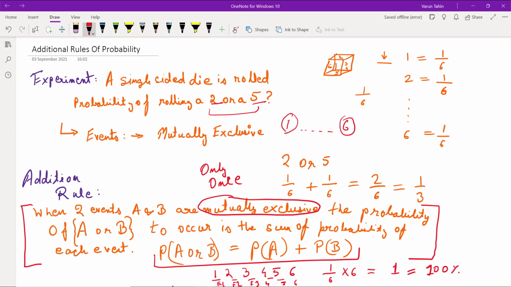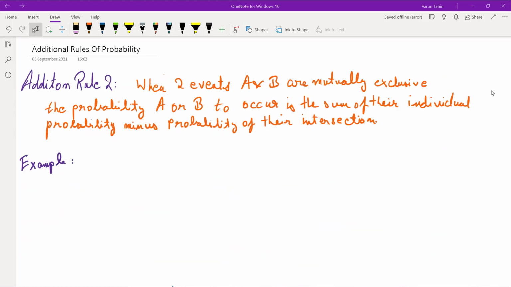And that is the reason this will have a result of 1, because we can get numbers anything between 1 to 6. Now the addition rule 2 of probability says that when two events A and B are mutually exclusive, the probability of A or B to occur is the sum of their individual probability minus the probability of their intersection.